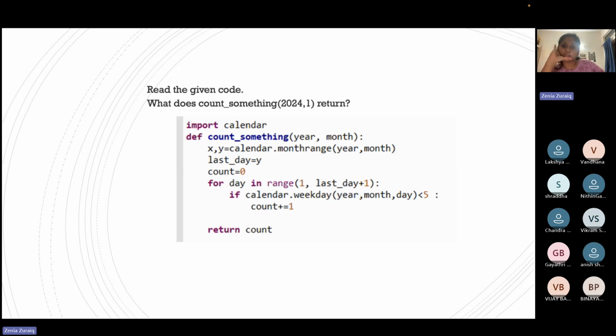So this is another thing. What is this doing? You just identify what this is doing and return what is the count of 2024 comma 1.